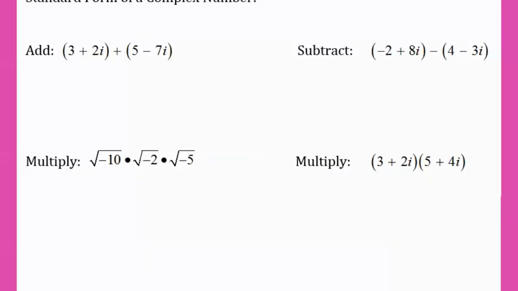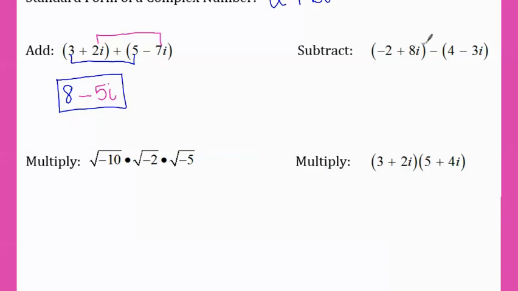The standard form of a complex number is a plus bi. We're always going to have the real portion of our expression before the imaginary part of our expression. So adding complex numbers is really easy. We're just going to combine our like terms. So 3 plus 5 will give us 8. 2i and negative 7i will give us negative 5i. And that's our final answer.